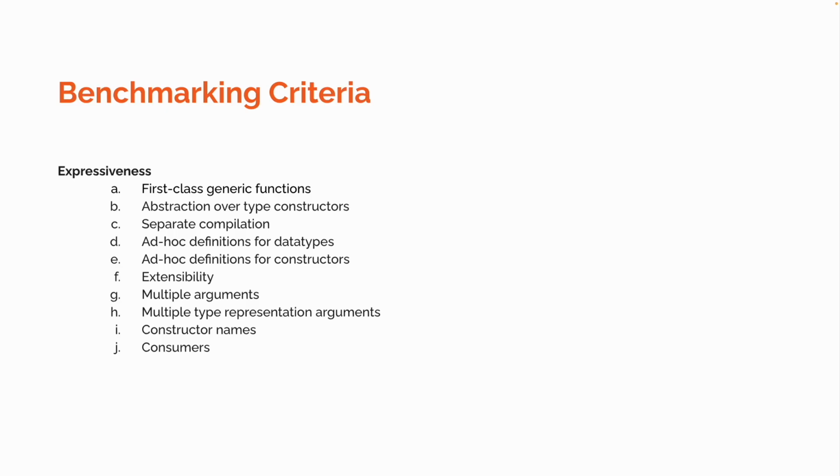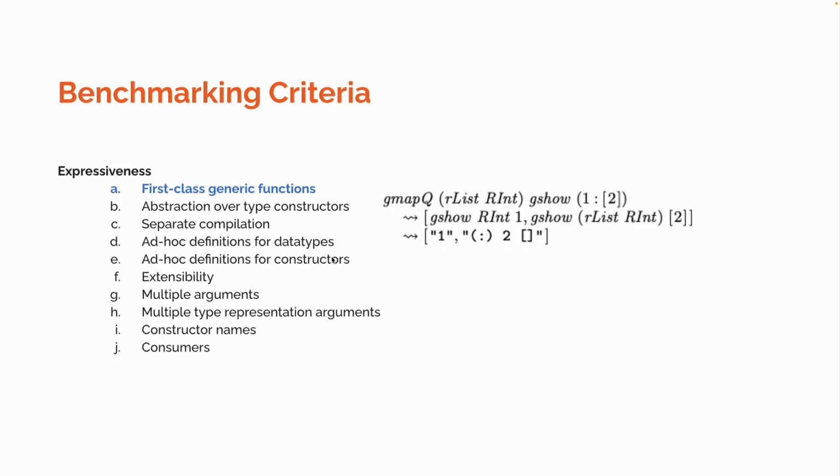First one is a first class generic function. A function is called a first class function if another function can be passed as an argument to that function. So this is tested with the ZMapQ function, the function that applies the generic function to all of its argument constructor, as you can see here.